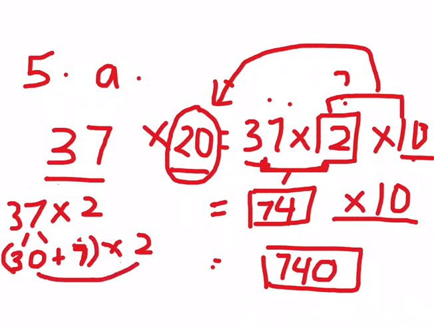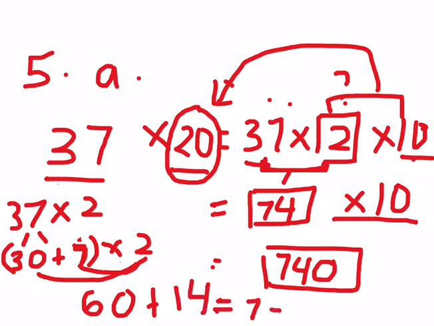30 times 2 is 60. Plus with 7 times 2 is 14, right? If you add together, it gives you 74, which you can put here again. If you want to do it that way, pun boleh. Okay. Alright, if you got that clear, let's do the last one, which is 5B.